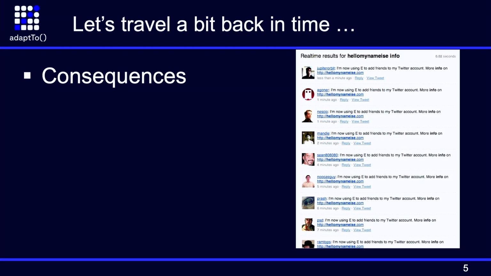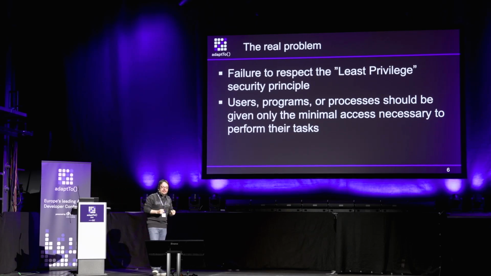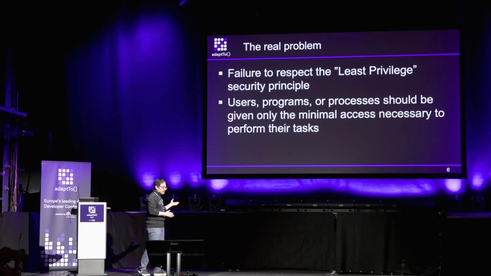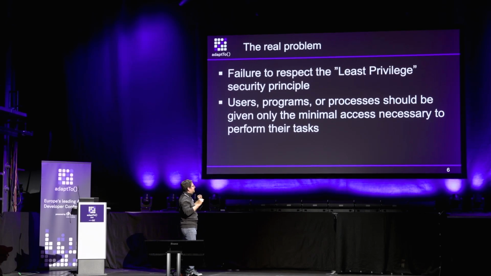So what is the real problem here? What are we trying to defend against? The real problem here is the failure to respect the least privilege security principle, right? So if you search in Google security principles, least privilege will always appear because it's very important. And I have this definition. Users, programs, or processes should be given only the minimal access necessary to perform their tasks. You see, this aligns with my team, more or less. We didn't prepare this. We could have prepared because we are discussing actually the same topic, just at a different level. So we need to tackle this problem.